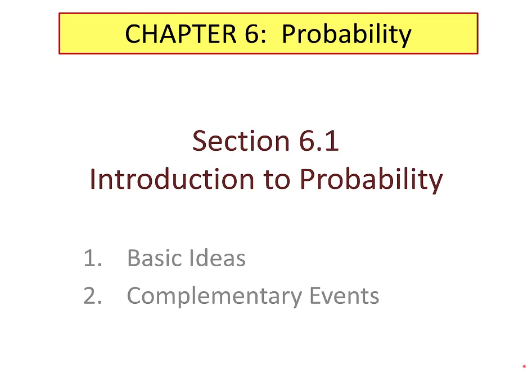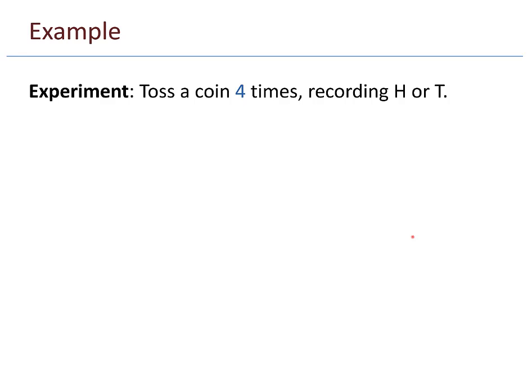Welcome. Today we begin Chapter 6, Probability, and this is Section 6.1, Introduction to Probability. We look at basic ideas and complementary events. Let's start off with an example.